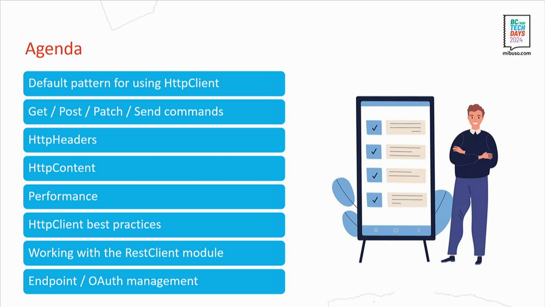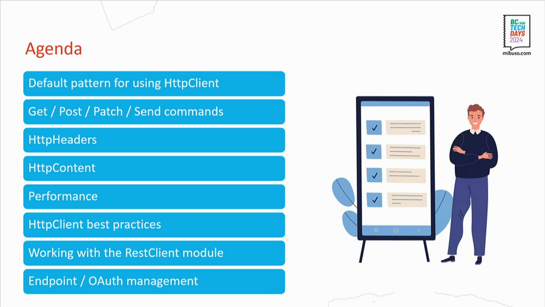What is actually the difference between a get, post, the patch and a send command, because they are different, but why and how. I want to dive into HTTP headers because I see a lot of people struggling with setting headers at the correct level. We can set them at 3 different levels. Why do you set them on the HTTP client or on the request message? And what about the content type header? That is on the content, HTTP content.